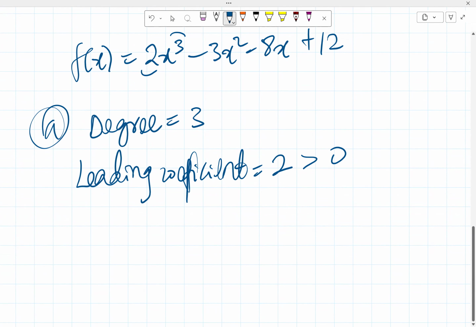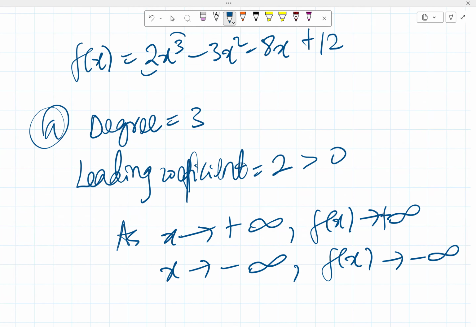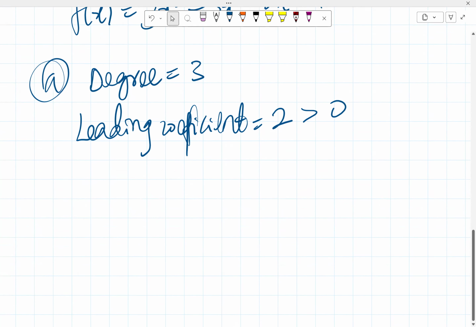Because 2 is greater than 0, and the degree is 3, we know that in this case, as x goes towards positive infinity, f of x will also go towards positive infinity. Then as x goes towards negative infinity, f of x goes towards negative infinity. So that's like an idea. Oh, I'm already answering question 2. So let me just answer it the best way possible. I was jumping ahead of myself.